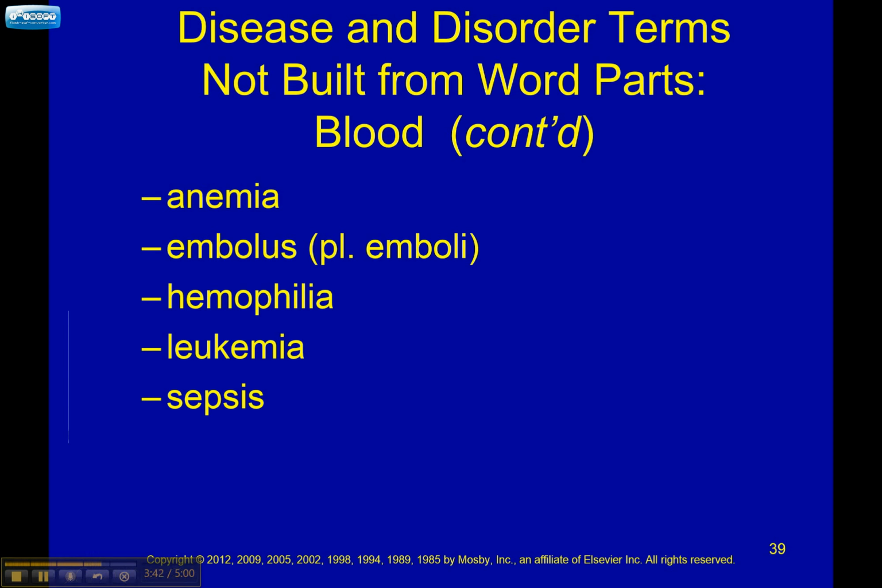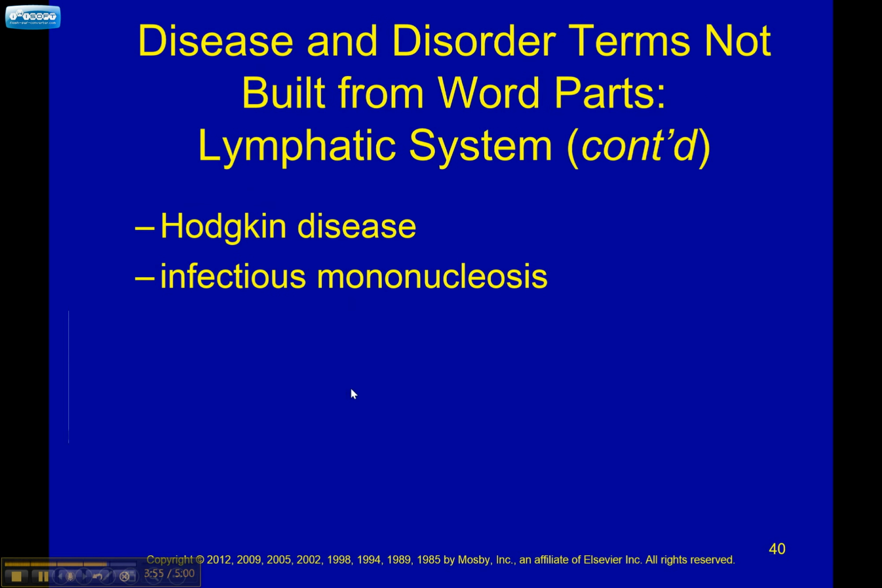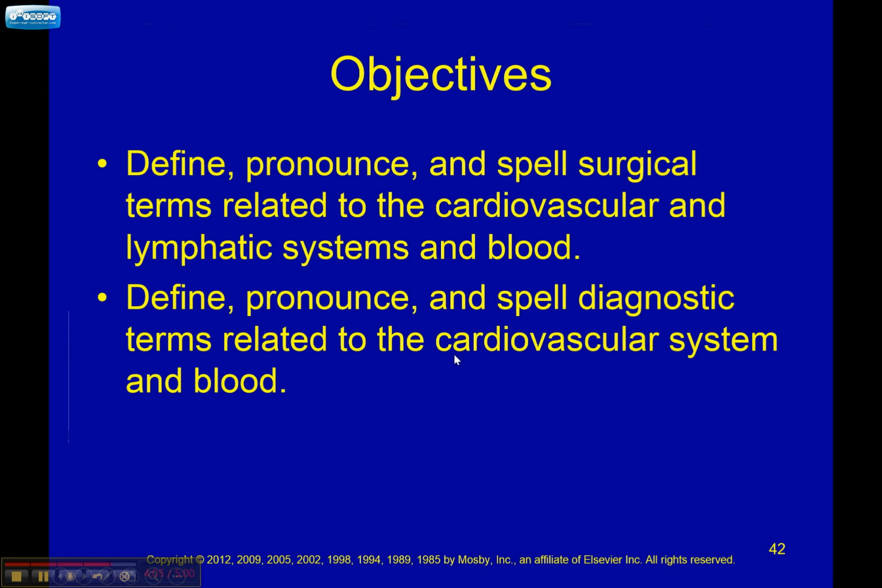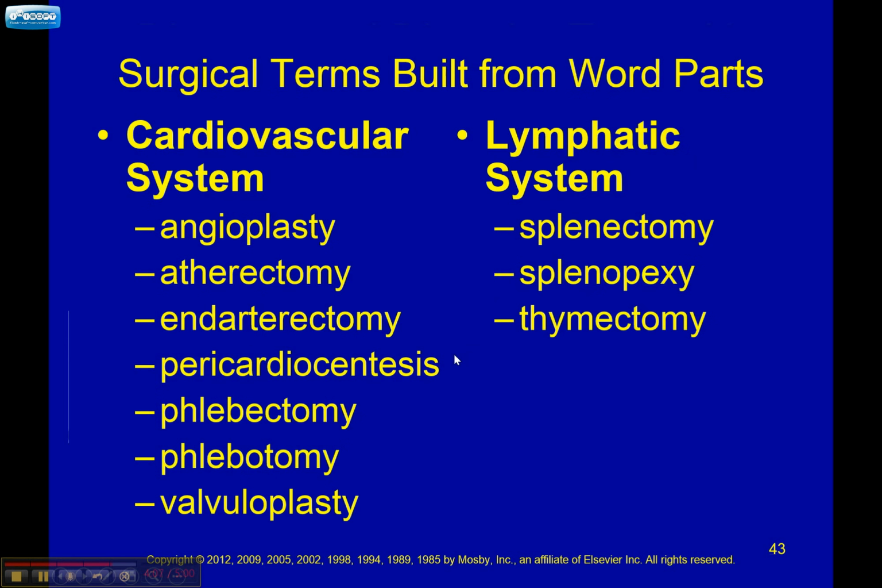Not built from word parts for blood. Anemia is when you don't have enough iron in the blood. Leukemia is when you have too many white blood cells in the blood. And sepsis is when you have a bacterial infection that has spread to the bloodstream. I think most of you are familiar with mono. Infectious mononucleosis is the real term for mono, and that's where you get a disorder of the lymphatic system. So I think we're going to stop right here, and we'll pick up on our surgical terms on the next video.